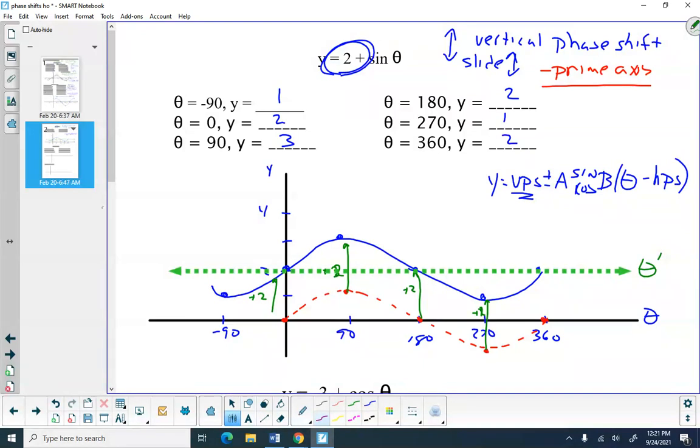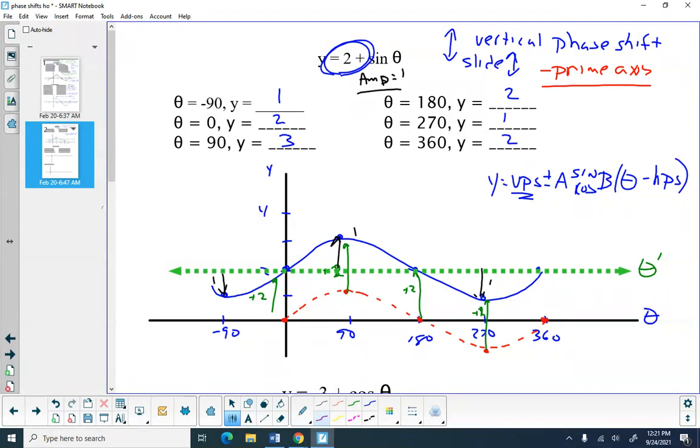Now, the ramifications of that and the impact of that is, if we take a look from this prime axis, we go down 1, we go up 1. We go down 1, we go up 1. So we are dealing with our amplitude here, which is a value of 1, and we're going up and down from our prime axis. So the vertical phase shift will tell us where to put our prime axis at.